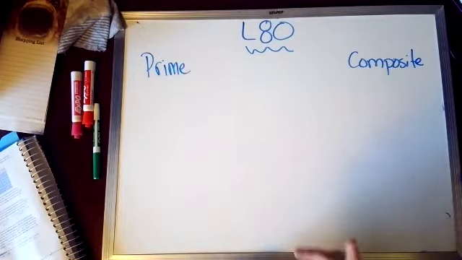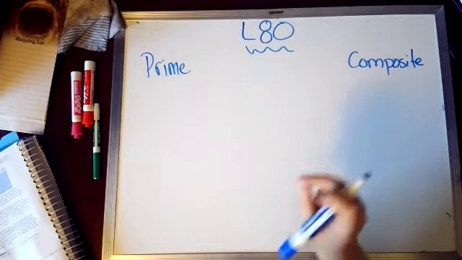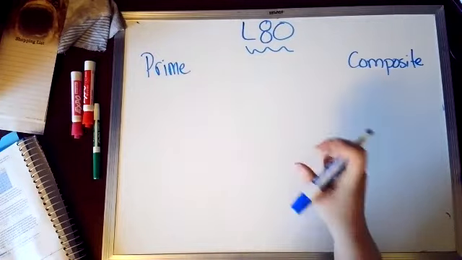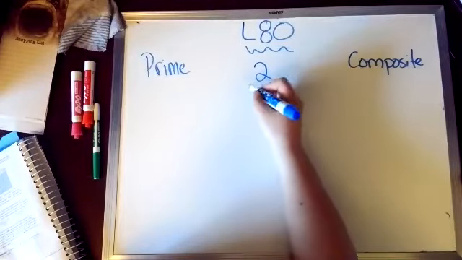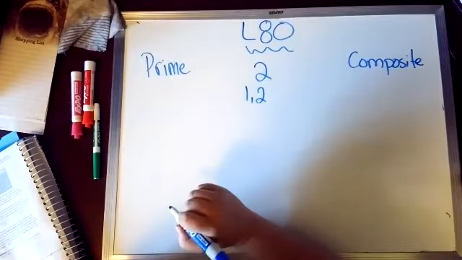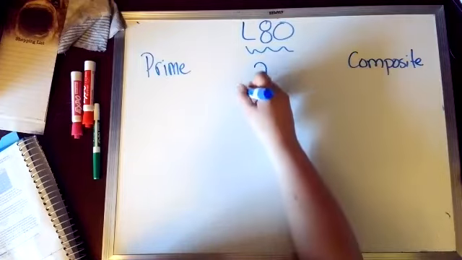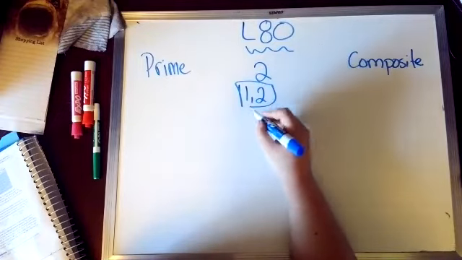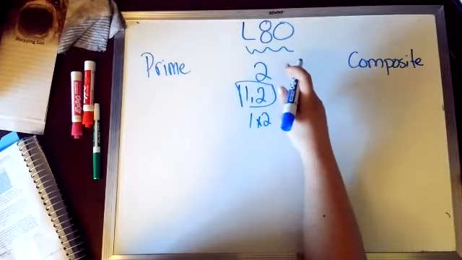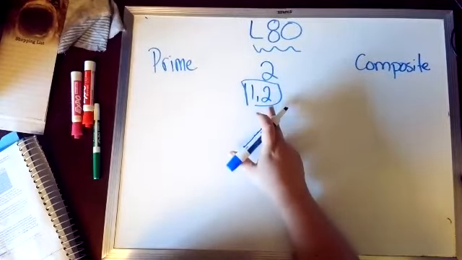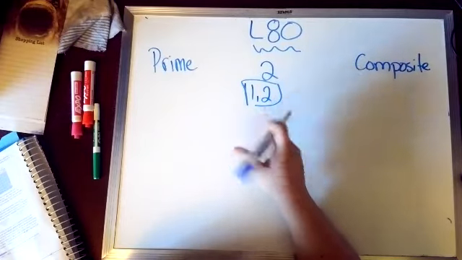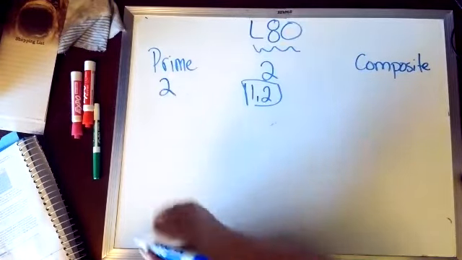Now, a factor pair is two numbers that multiply together to make the number you're looking for. So for example, if I have the number 2, what are two numbers that multiply together to make 2? Those are my factors. Well, 1 and 2 multiply together to make 2, and nothing else really does. So 1 and 2 are a factor pair because 1 times 2 equals 2. Now, 2 only has one factor pair, so that means it is a prime number.